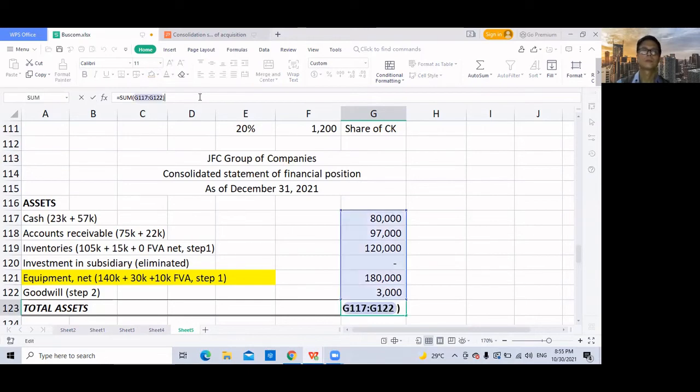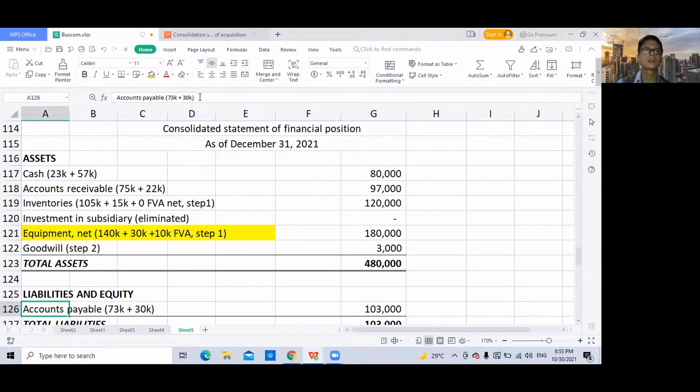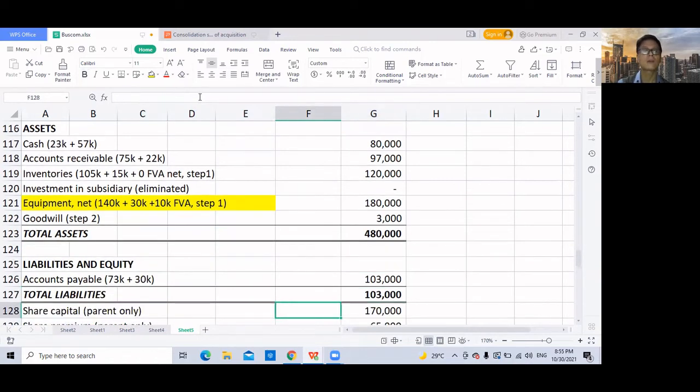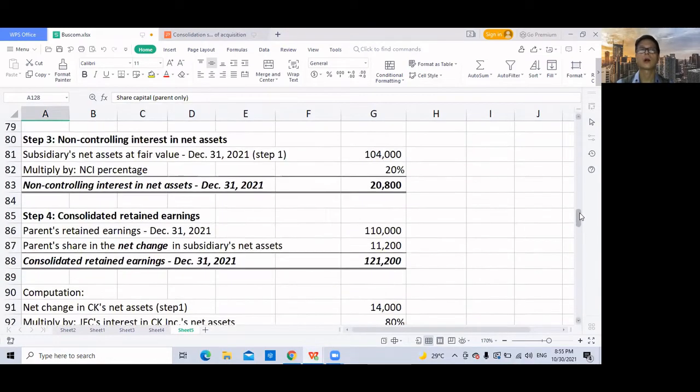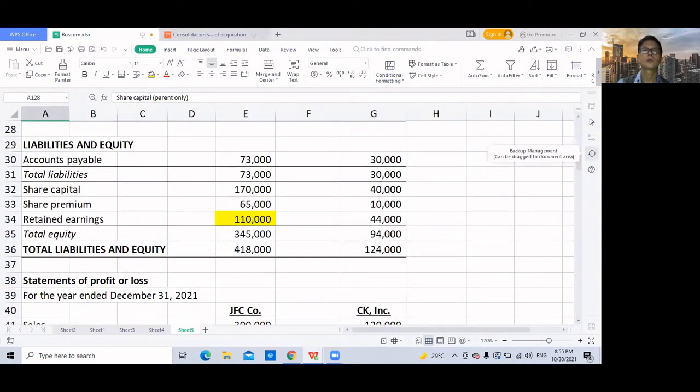Now we proceed to the liabilities and equity. As we can see here, we only have accounts payable: 70,000 and 30,000, so we have 103,000 as of December 31, 2021. And we have the share capital, which is the parent's only. The subsidiary's is not included. So this is the parent's share capital of 170,000. The 40,000 is not included.